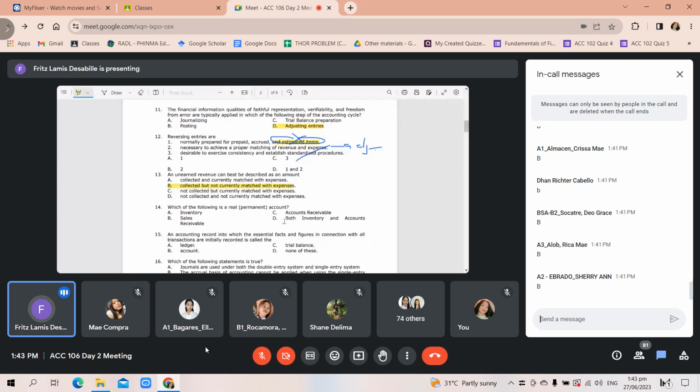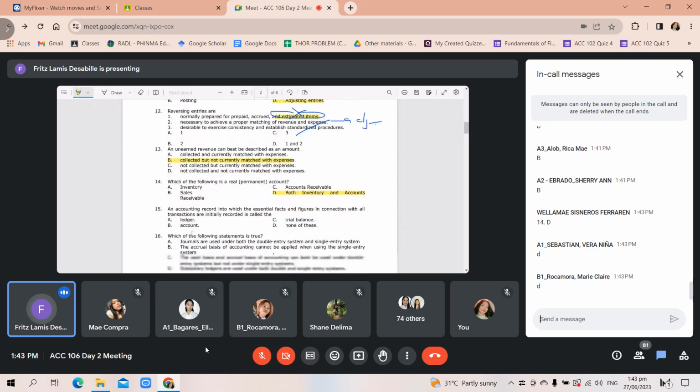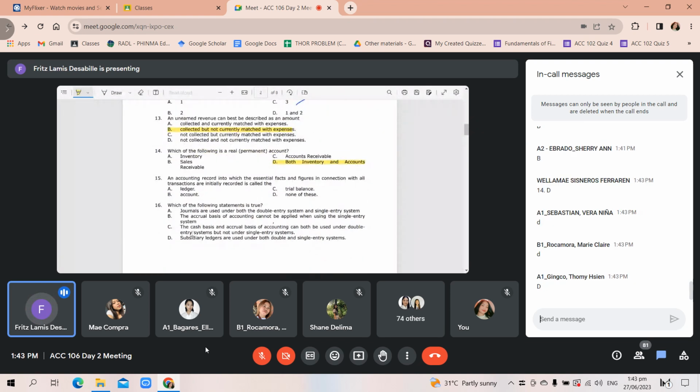Letter D, no? Both AR and inventory. So inventory is an asset, AR is an asset. So assets are permanent accounts or real accounts. And sales is, anong na yung sales receivable? Sales. Sales sa magyapon na siya. So more or less that's sales on accounts.